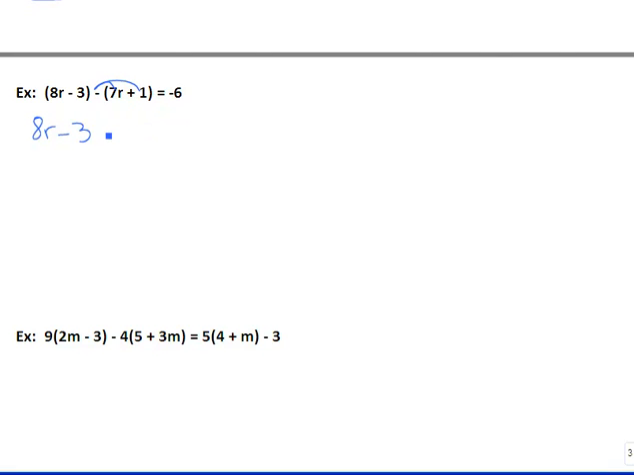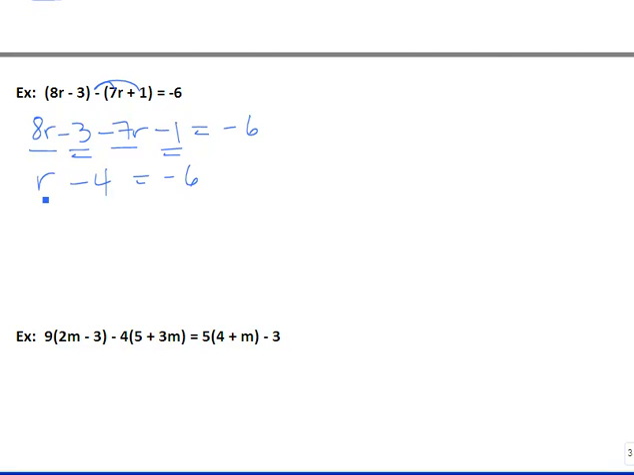So negative times 7r is negative 7r, and negative times a positive 1 becomes minus 1 equals our negative 6. So we've eliminated our parentheses. However, on the left side we still have some like terms, so you want to get those combined first before you start moving terms to the other side. So 8r minus 7r is 1r, or just r. We don't have to write the 1 in front. Negative 3 minus 1 is negative 4.